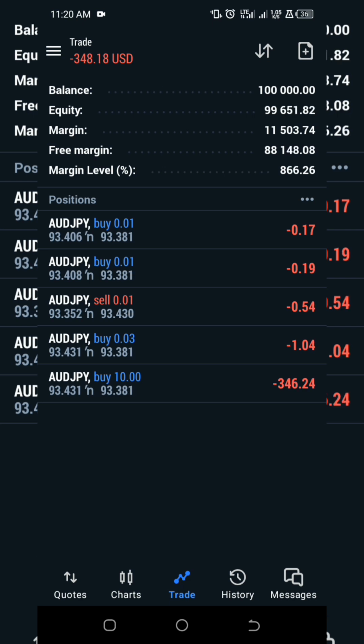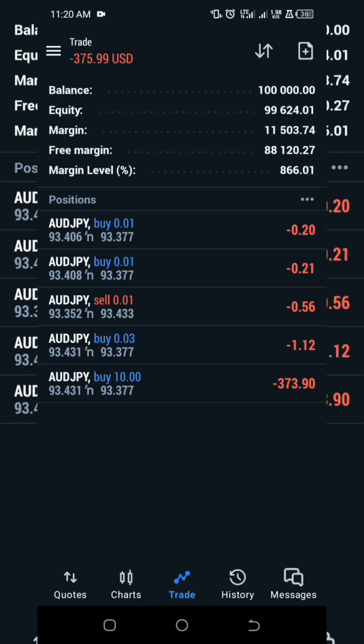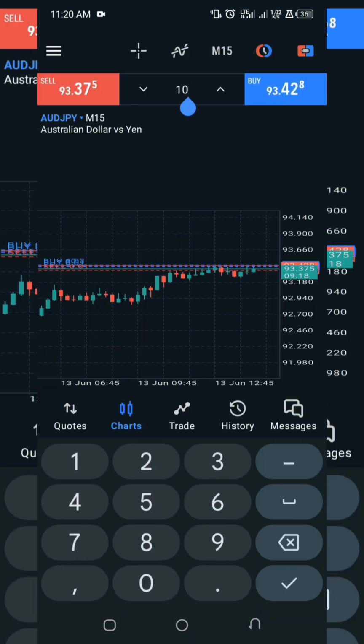Watch the amount they are deducting from me. $346. This is the amount you are losing because of the spread. Remember, guys, because of the spread. That is why this thing is happening here. So if you are not careful and you use any amount at the lot size, you are doomed.